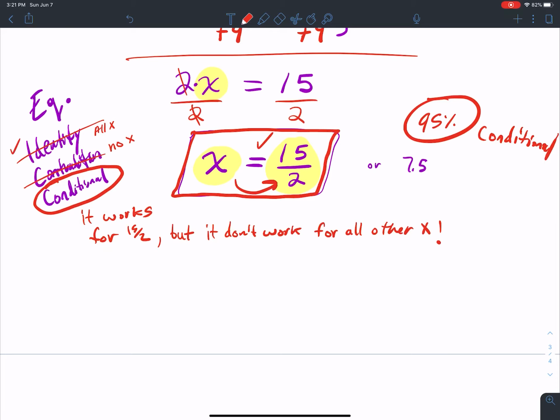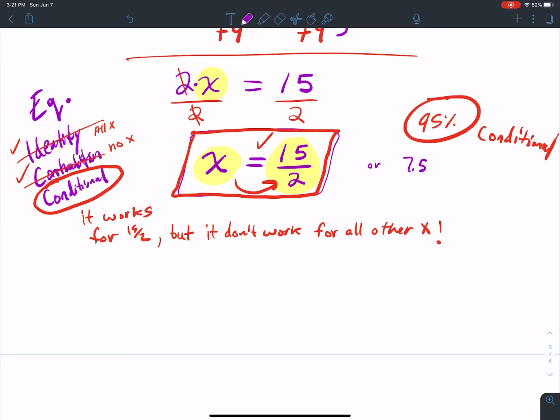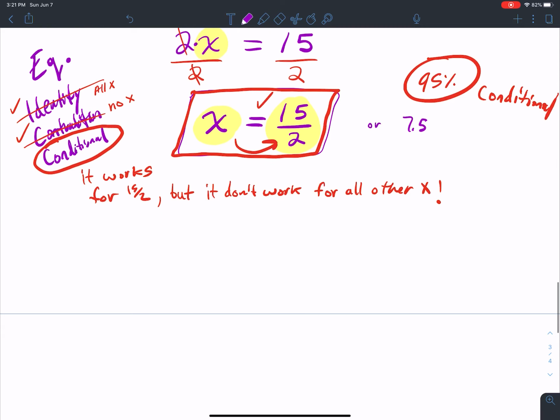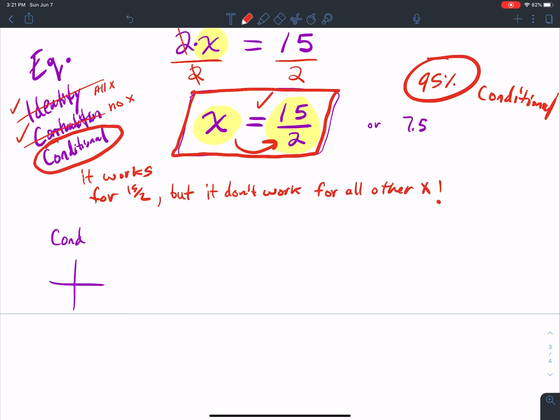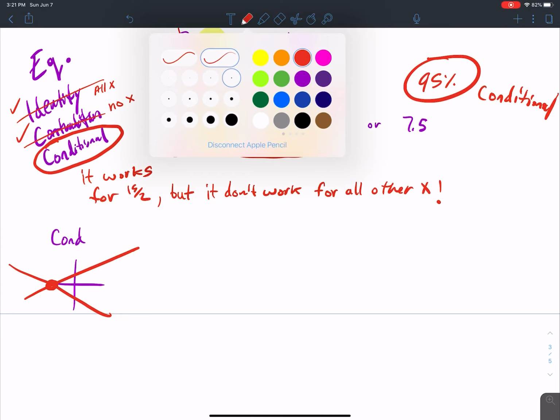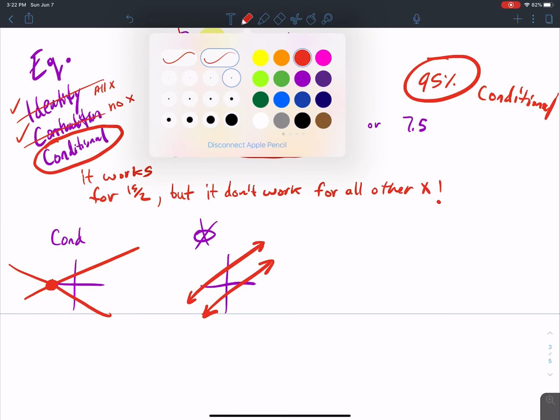Do you run into identities or contradictions? Sure, you do. It definitely happens. Graphically, and we'll talk about this later in the class, but I can introduce it now. A conditional, graphically, when you're talking about linear equations, is the scenario where there's one intersection. A contradiction would be the scenario where we're talking about two parallel lines. The intersection is where the solution is, right? Well, they never cross, so there's no x value that works.